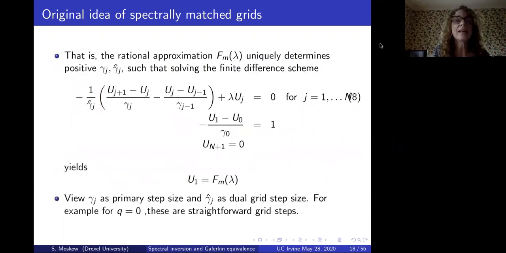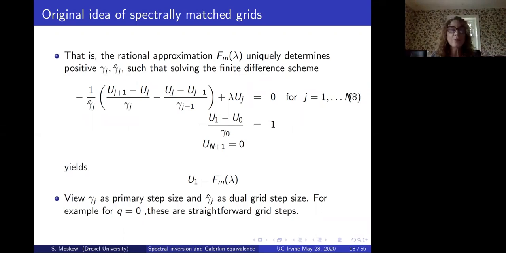That is to say, the rational approximation, f sub m of lambda, uniquely determines positive, I'll call them gamma j and gamma j hat, such that solving this finite difference scheme here yields that the solution at the left endpoint is exactly equal to that rational function. So you're getting this high order rational interpolation at the left endpoint where your receiver is.